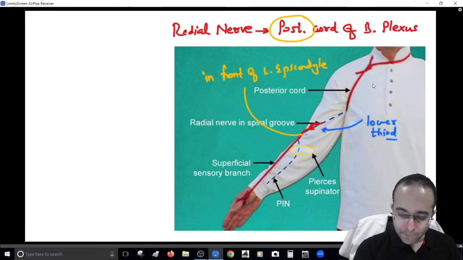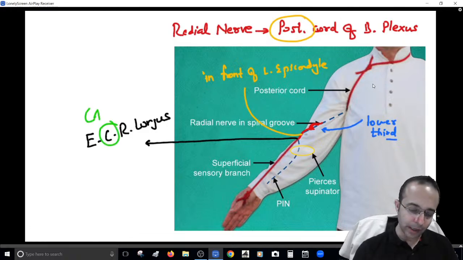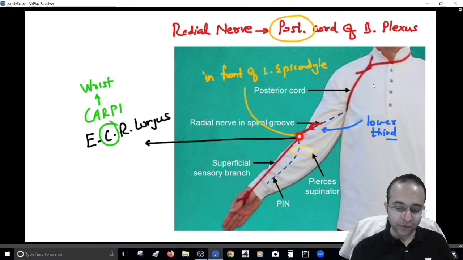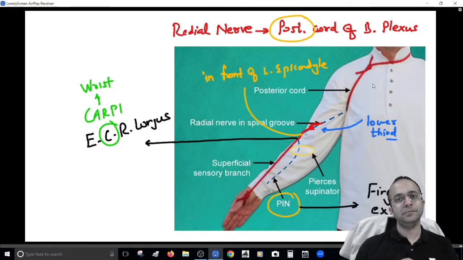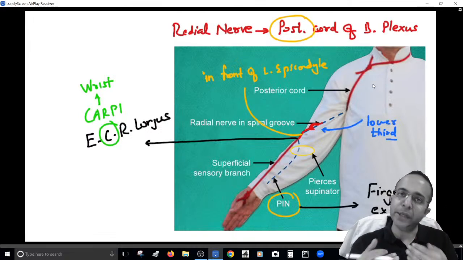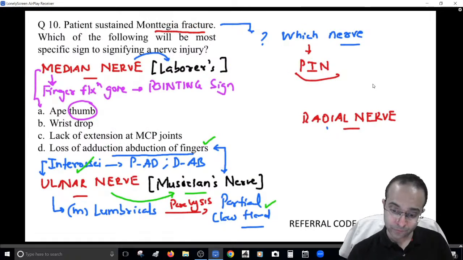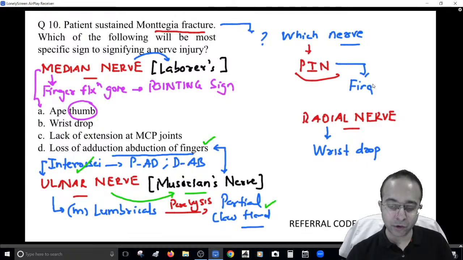In case you are a little clear with this course of the radial nerve, let me tell you, when this nerve is at the elbow, it supplies a muscle called extensor carpi radialis longus. The word carpi would mean wrist. So at the elbow, it is the radial nerve that is supplying the wrist extensor. And when the wrist extensor is coming from the radial nerve at the elbow, what is PAN going to do? It is going to supply the finger extensors. So the radial nerve will supply wrist extensors, and the PAN branch in the forearm will supply finger extensors. Radial nerve gone, wrist extension gone, wrist drop. PAN branch gone, finger extension gone, finger drop.